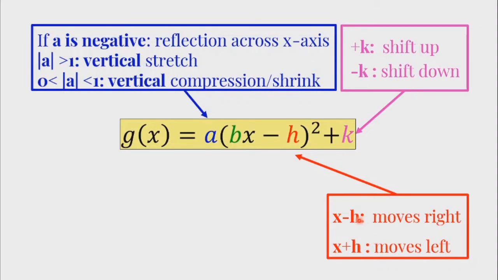So what I want you to remember here is the sign in the expression, that is x minus h. So the movement is opposite the sign. If it is negative, it will move to the right. If it's positive, it's going to move to the left.